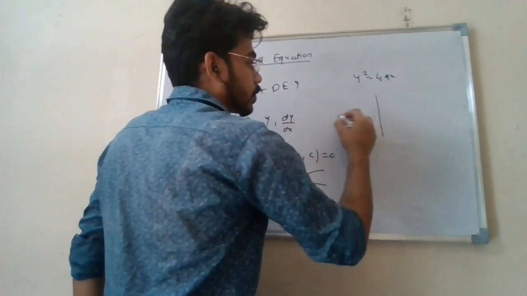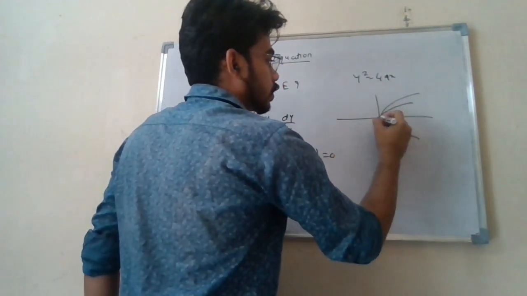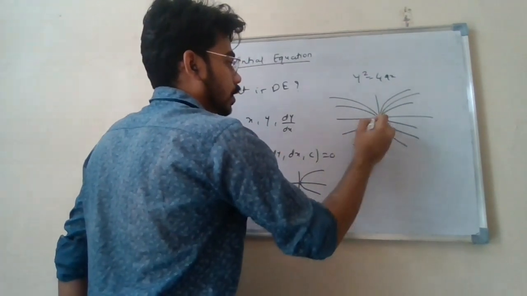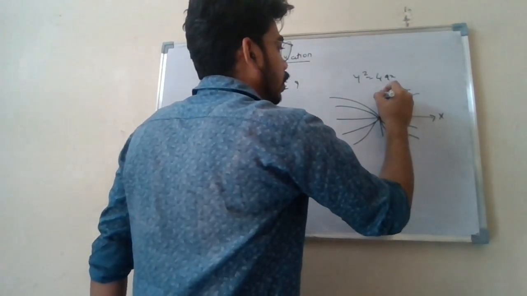So this graph looks like this. It represents a family of curves. It means this: if a is negative, then this parabola looks like this, and so on. So this represents a family of parabolas.